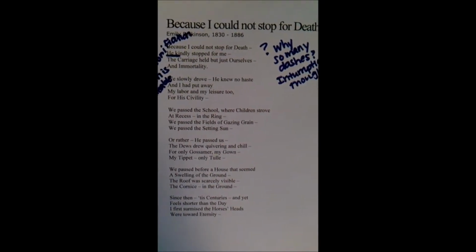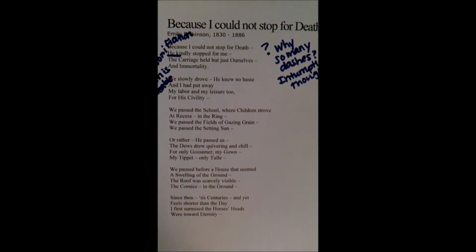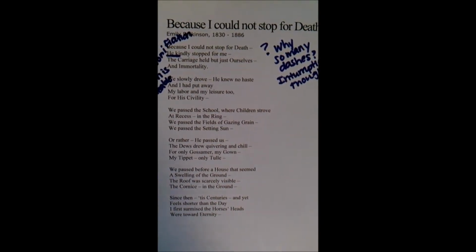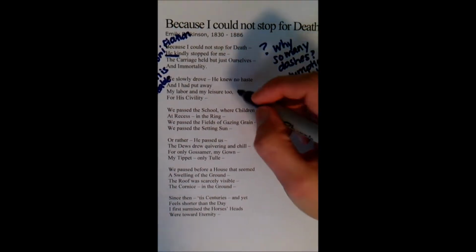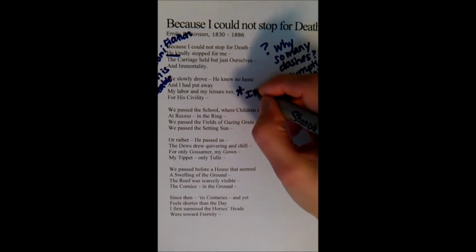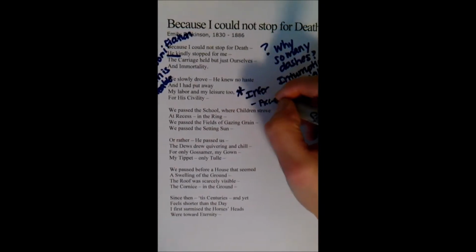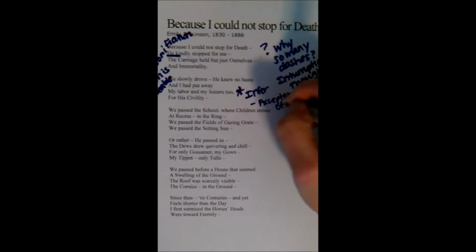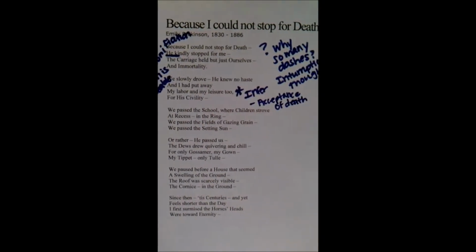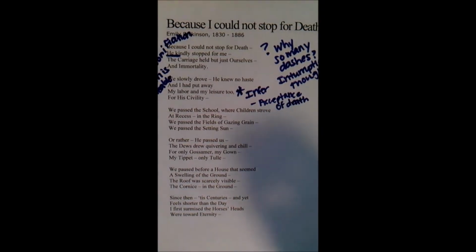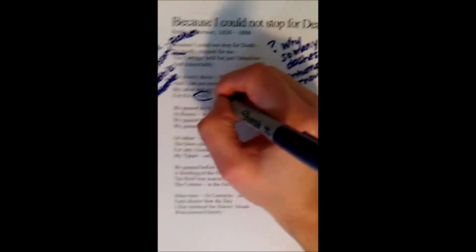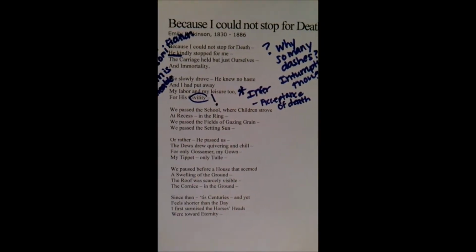Okay, let's keep reading. When the speaker of the poem says, "My labor and my leisure too," I think this means that when we die, we stop working and doing the fun things we enjoy. So I'm going to put a star and write infer, because I think acceptance of death is a major theme in this poem. I'm also going to put an exclamation point by the word civility, because it shocks me that the speaker thinks that death is civil. This isn't traditionally the way we think about death.